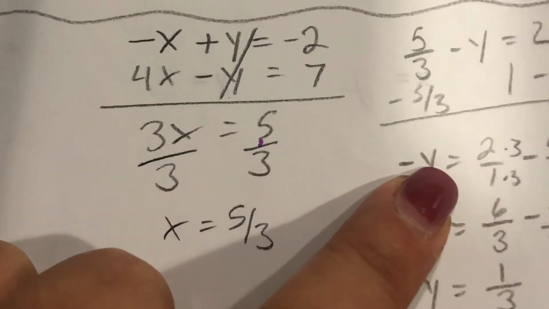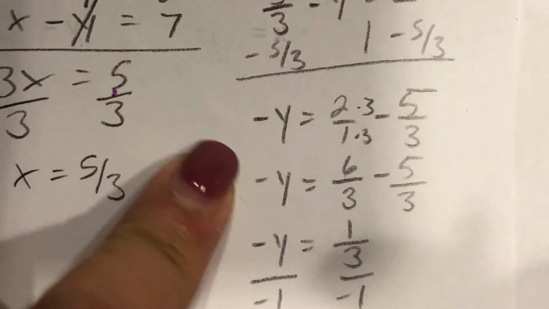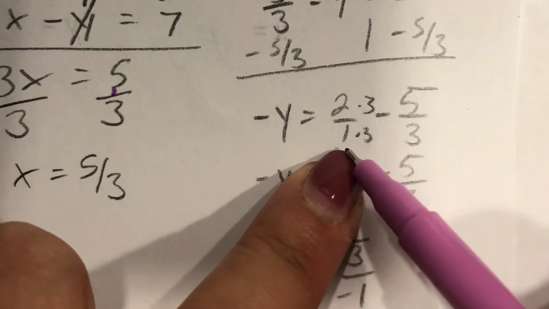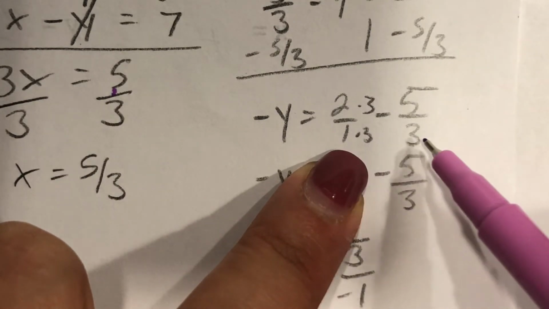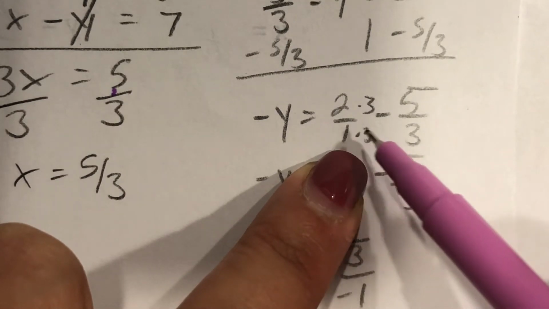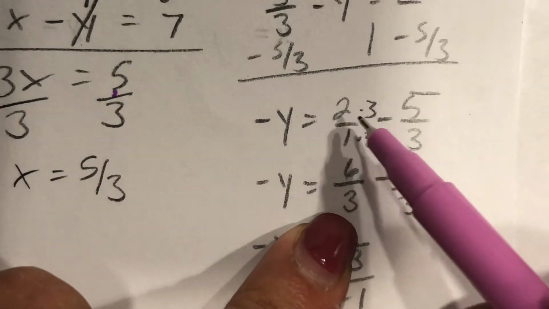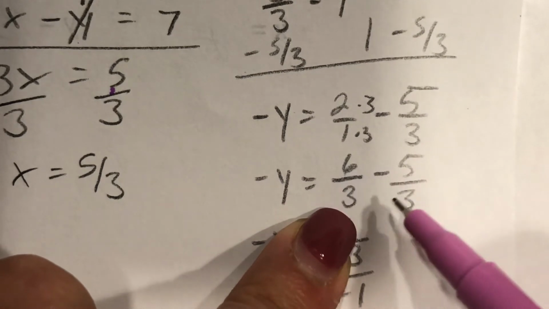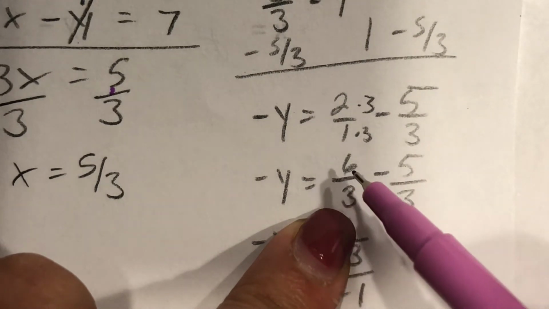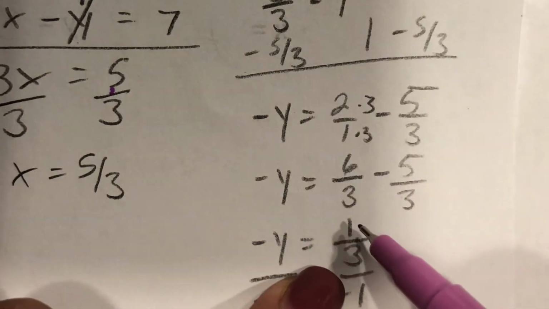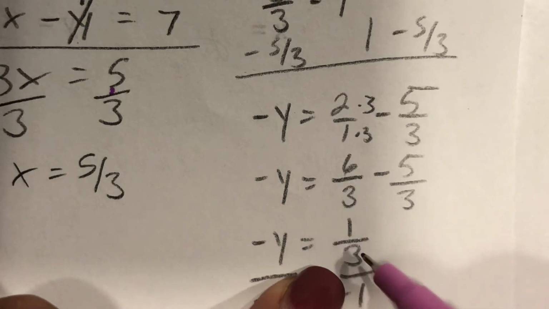Well, I can't subtract these because they don't have the same denominator. So let me make this a little bit closer so that you guys can see. Instead of this 1, I'm going to multiply it by 3 because this is a 3 and I need them to be the same so that I can subtract them. 1 times 3 gives me a 3. 2 times 3 gives me a 6. Now I can subtract them. So 6 minus 5 is 1, and then the 3 stays the same.